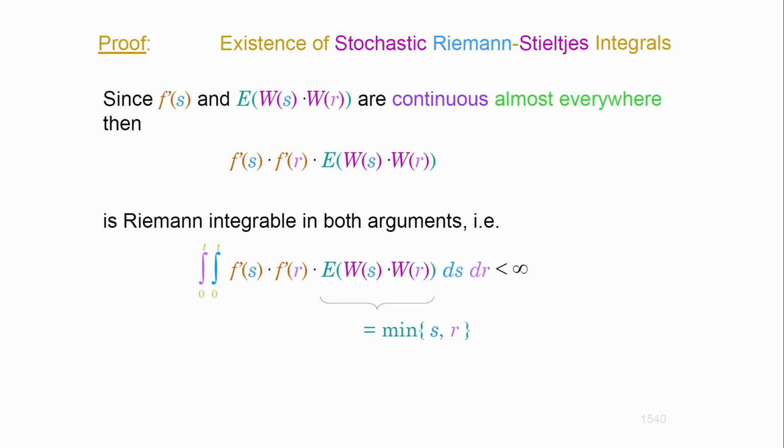Plain, blank, simple. Okay? Why? Because this function is continuous almost everywhere. And if the function is continuous almost everywhere, it's going to be Riemann integrable. Point blank, simple. We already had that.